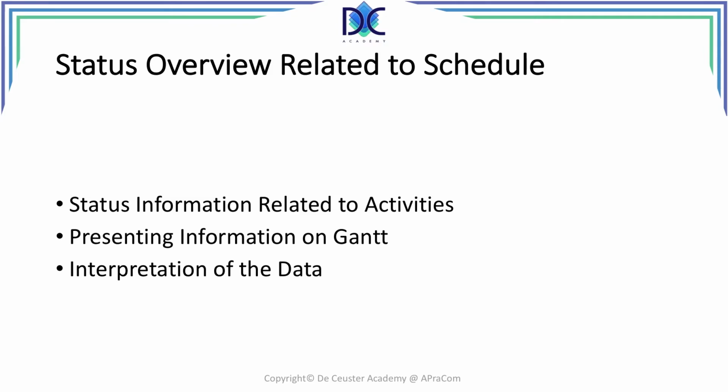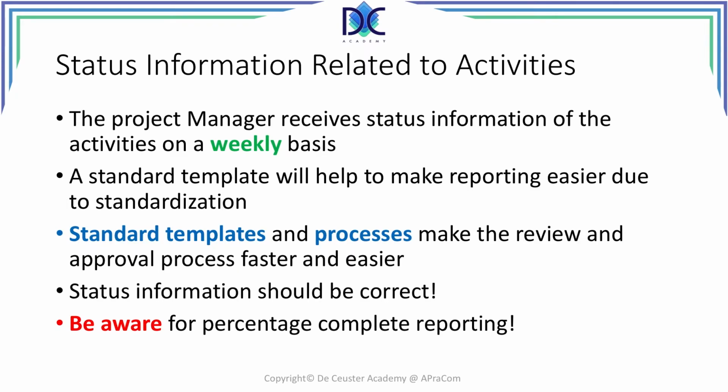The information related to those activities will be presented in a Gantt chart. And once we have that information on the Gantt, we have to interpret the data and evaluate how the project is doing related to the schedule. On a weekly basis, the project manager should receive all status information of all activities that the project team is working on.